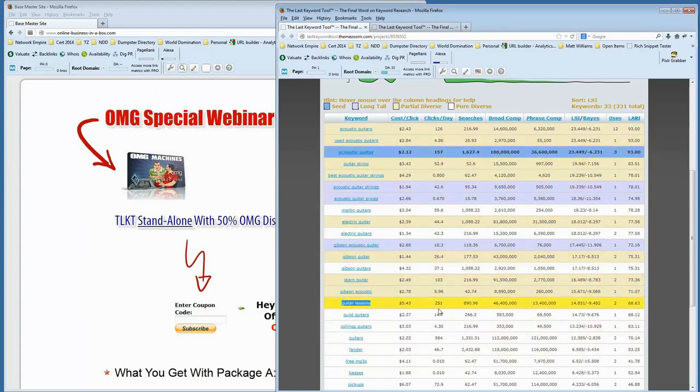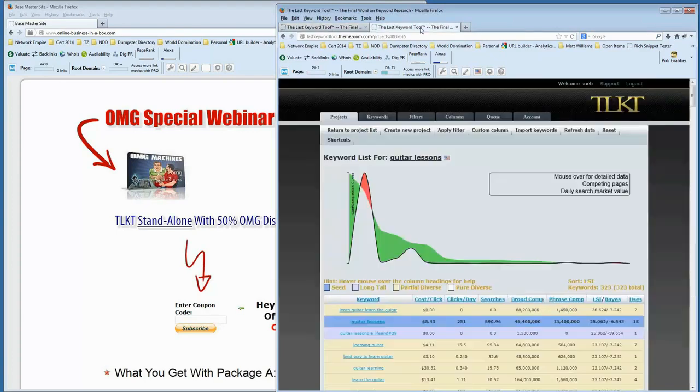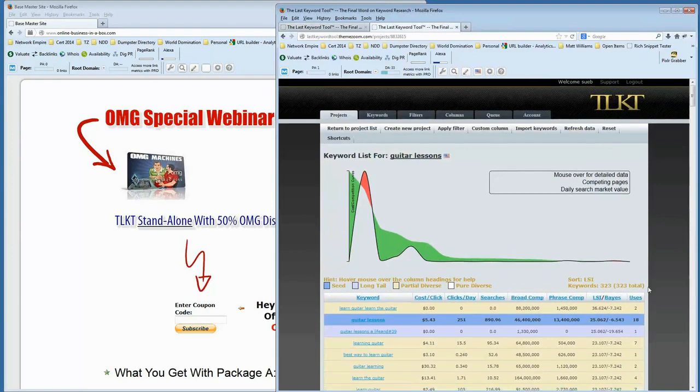Wait, you've got the broad competing pages as well as the phrase competing pages side by side? Oh, that's really cool. Okay. Yeah, so you can see that this is going to be a reasonably decent keyword, and because I took the time to suss it out a little bit earlier, I went ahead and drilled into it so we didn't have to wait. Sure.